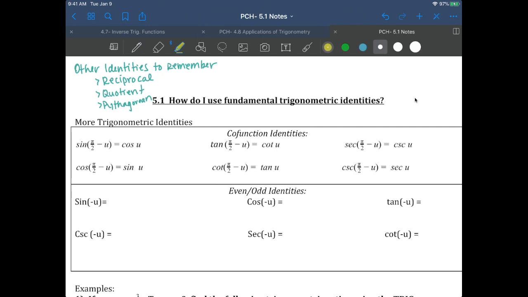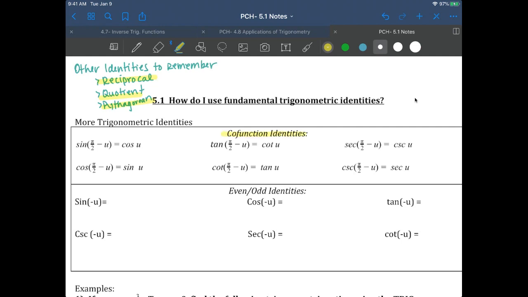We're looking at more trig identities today. So from chapter 4, we saw these four trig identities, the reciprocal, quotient, and Pythagorean identities. Pull out those notes. You're going to need them today. We have more, so different ways to write the same thing, basically.